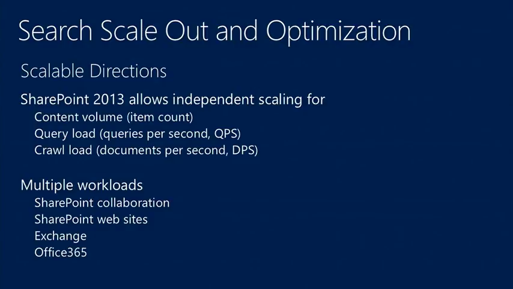Thinking about multiple workloads then, so the collaboration, the websites, Exchange, as we mentioned previously in some sessions, and Office 365, the way you build it is you have to build your search experience towards what the needs of the business are, as we mentioned previously, the publishing site, the collaboration site, and it really affects what you build.